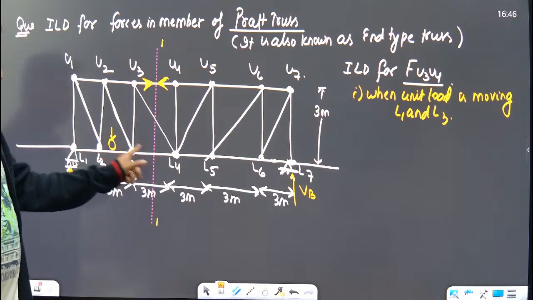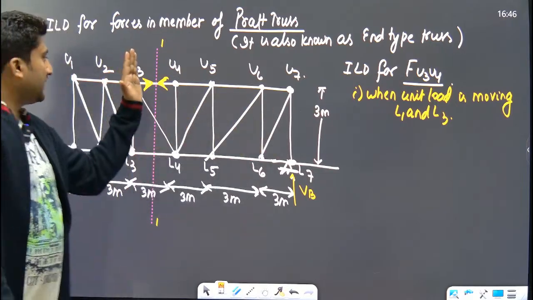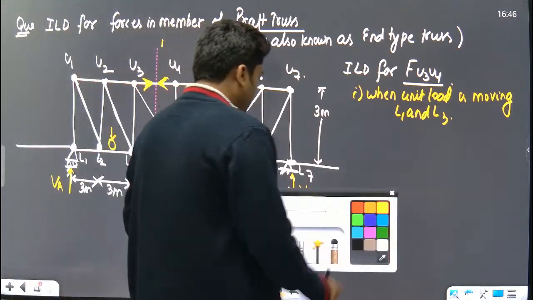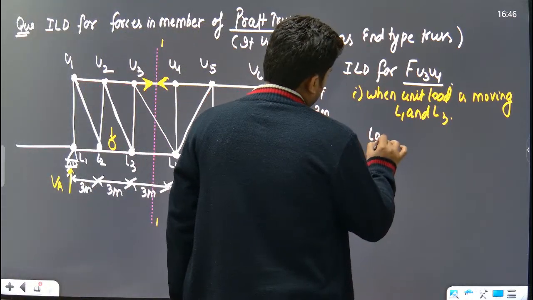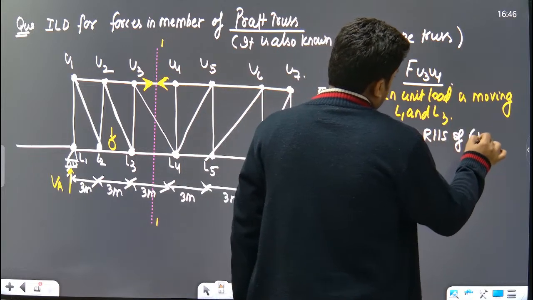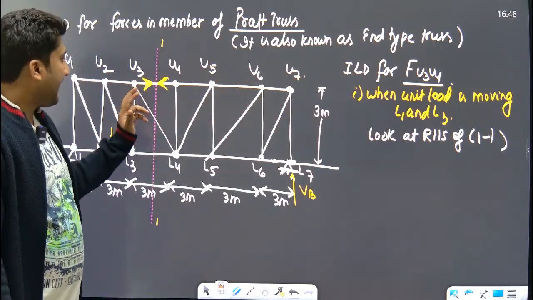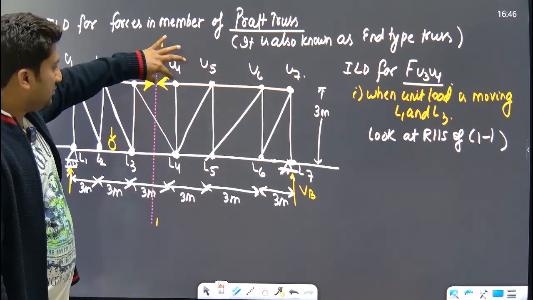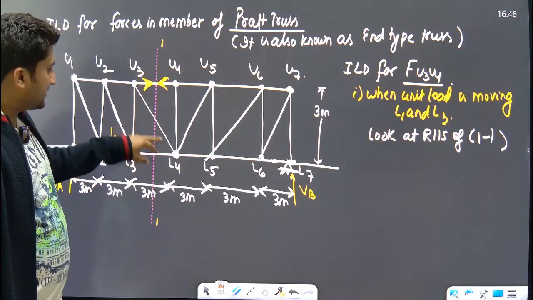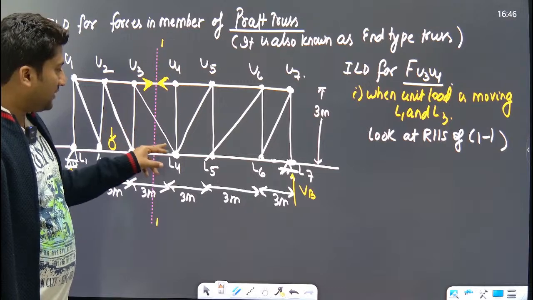When the unit load is between L1 and L3, look towards the right hand side of 1, 1. If you look towards the RHS of 1, 1, how many forces are there? This is the force in the member U3, U4. This is nothing but the force in the members L3, U4, U3, L4.